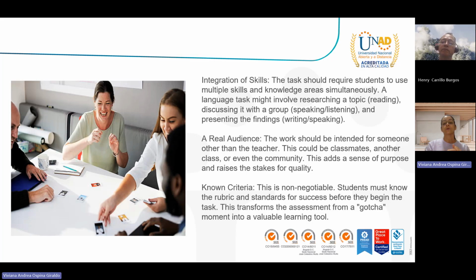Another one could be known criteria. This is non-negotiable. Students must know the rubric and standards for success. So when we want our student to succeed in a task, we must give him a rubric, which will let our students know where he needs to be, where he needs to go, and what is expected of him or her, so that we don't have a surprise at the end of the assessment process.